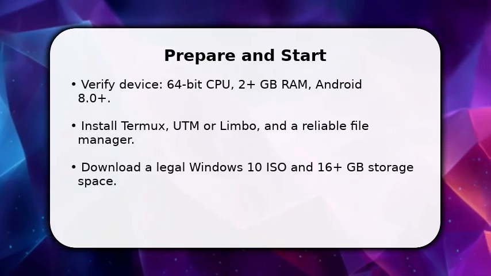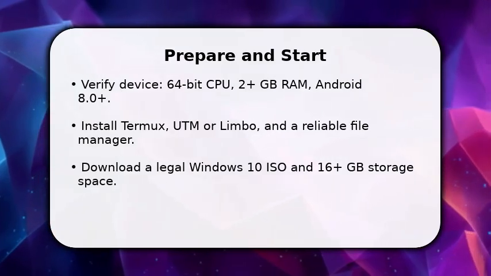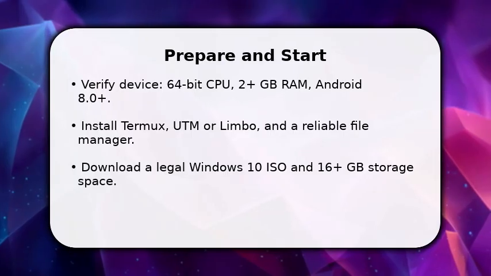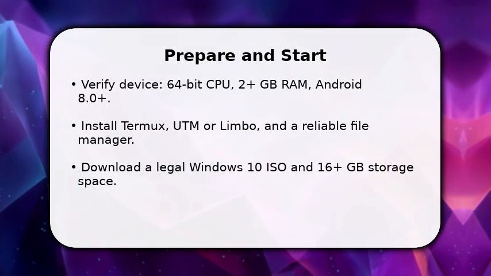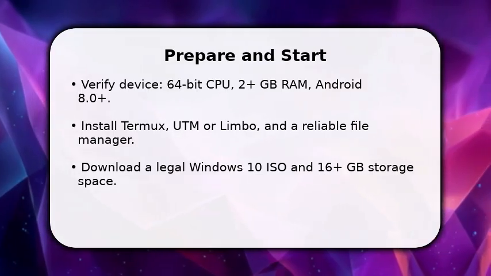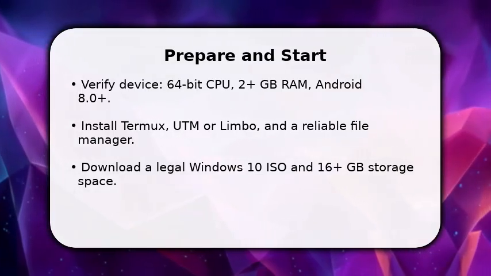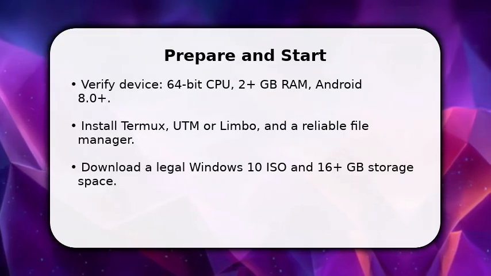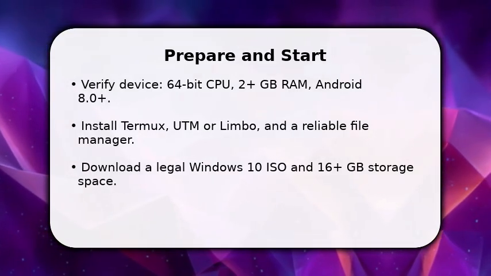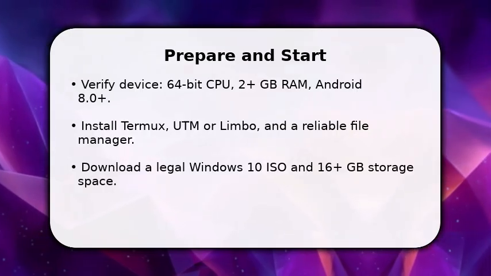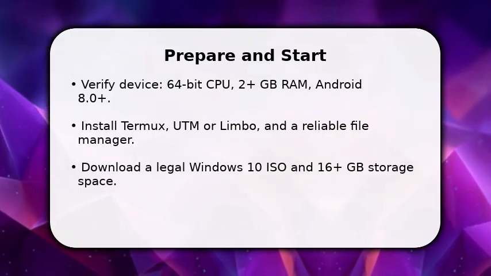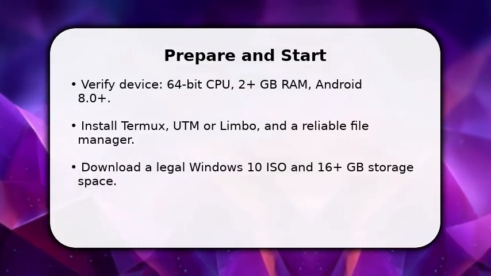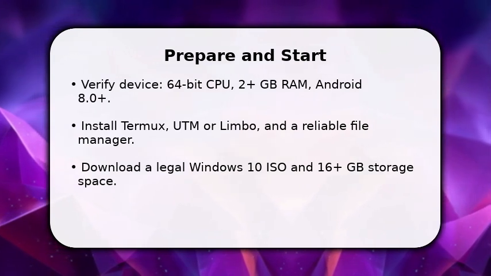Enjoy the video. You will begin by confirming requirements. A 64-bit Android with at least 2 GB RAM and 16 GB free. Once done, install Termux for command access and a VM app like UTM or Limbo so you can emulate hardware. You need a legally obtained Windows 10 ISO and a tool to convert it if necessary. Make sure to enable storage permissions and USB debugging if your device needs file transfer. This gets you into the first actionable setup phase.